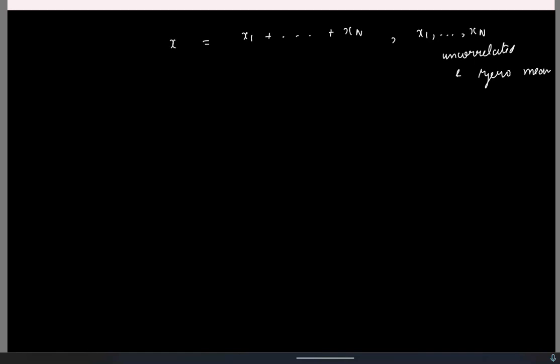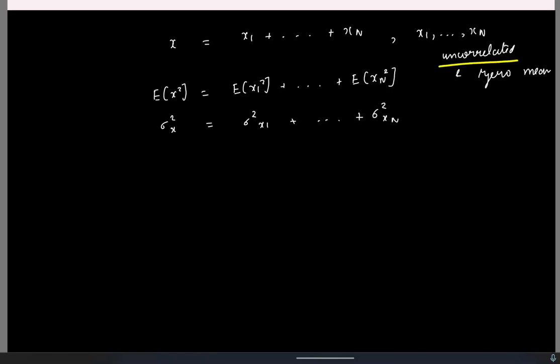So if we have some random variables, say x1 to xn, and if all of them are uncorrelated, and on top of it, if they have zero mean, and I obtain some other quantity x as the sum of all of these, then the expected value of x square will be the sum of the individual mean square values. Okay. And this is of course equal to the variance also. So this is true only if the individual random variables are uncorrelated and zero mean.